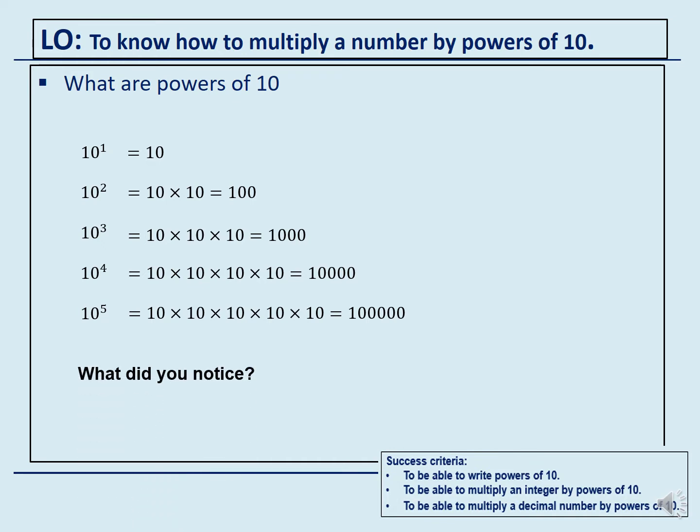Have you noticed any pattern? If you look, when you had 10 to the power of 1, the answer had 1 zero. If you had 10 to the power of 2, your answer had 2 zeros. If you had 10 to the power of 3, your answer had 3 zeros. If you had 10 to the power of 4, your answer had 4 zeros, and the same for 10 to the power of 5.